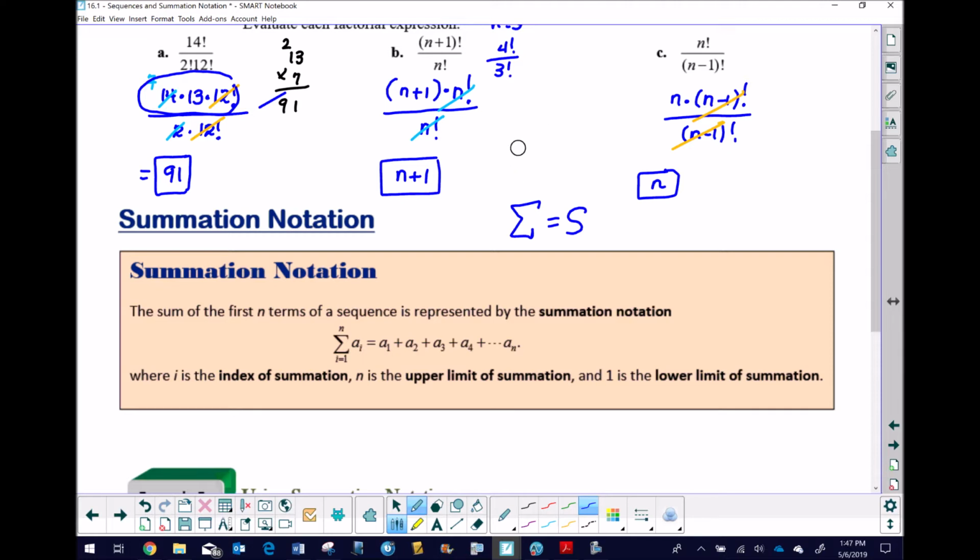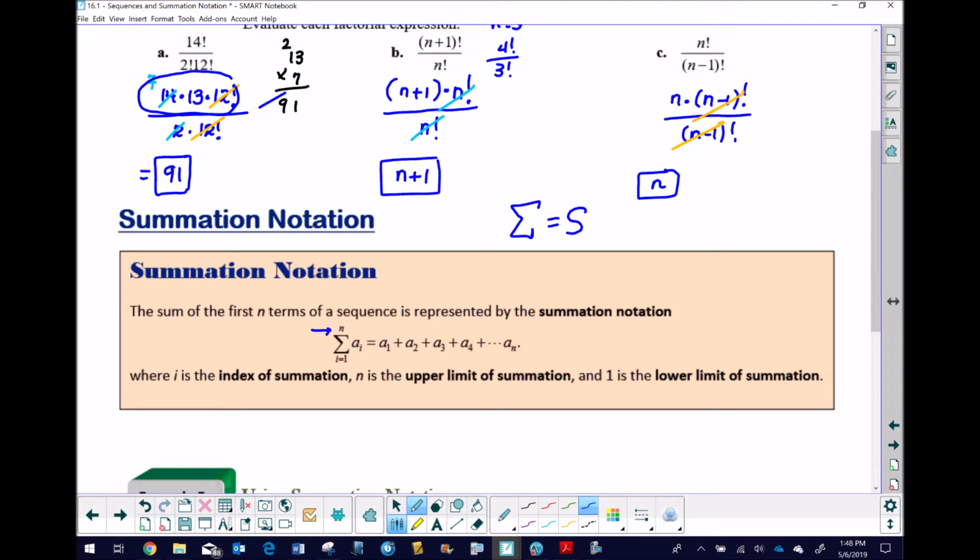So the summation is called S for a reason because S is the Romanized word for sum. So it says the sum of the first n terms of a sequence is represented by summation notation. So if you have A with a subscript of I, and I want to add this A over and over and over, I can let I start with 1 and take it up really as high as I want it to go. I'm just going to get A sub 1, add, go to the next I, A sub 2, add, go to the next I, A sub 3, etc., etc.